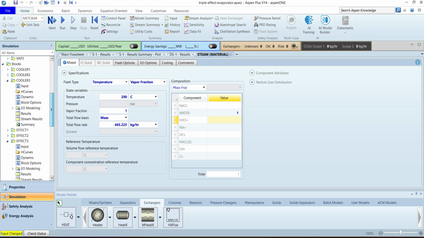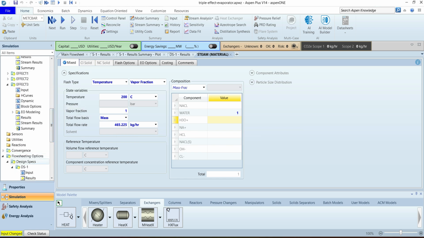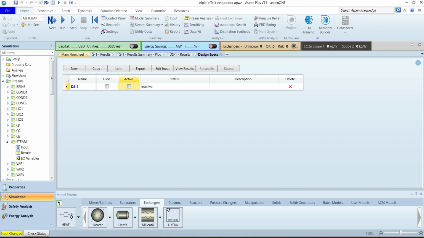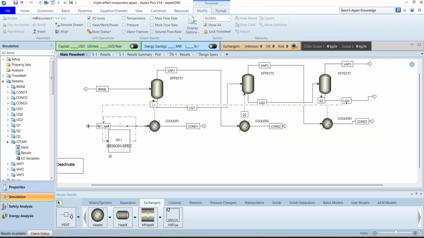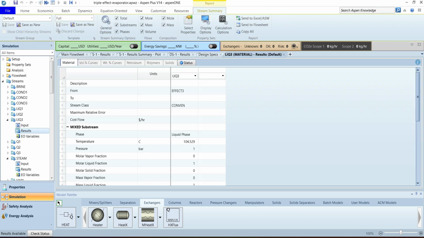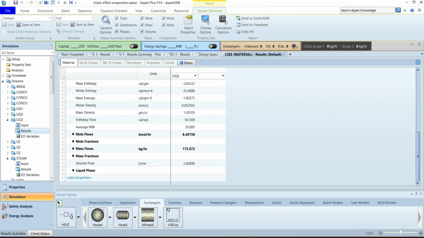Right now, we can deactivate the design specification since the required variable is achieved, and we can run the simulation to cross verify once again that the brine solution at the end of the third effect has achieved the required concentration of 20%. That can be verified, as the sodium chloride is 19.9% and the remaining 80% is water.